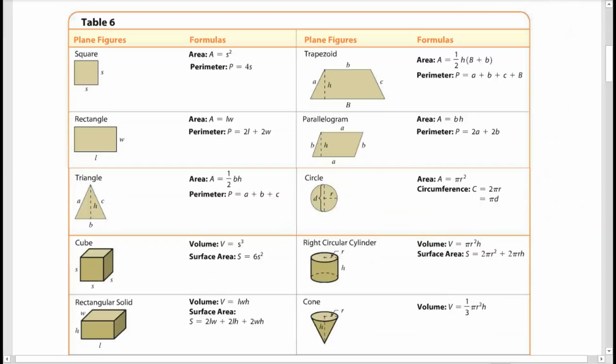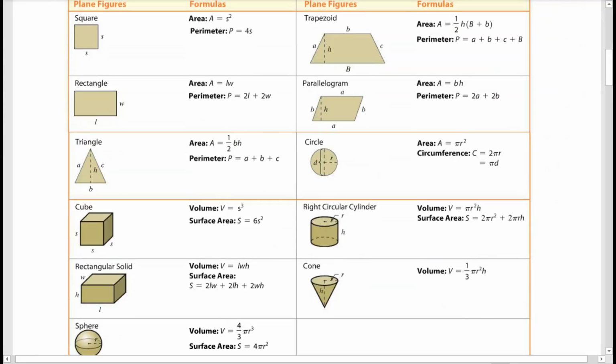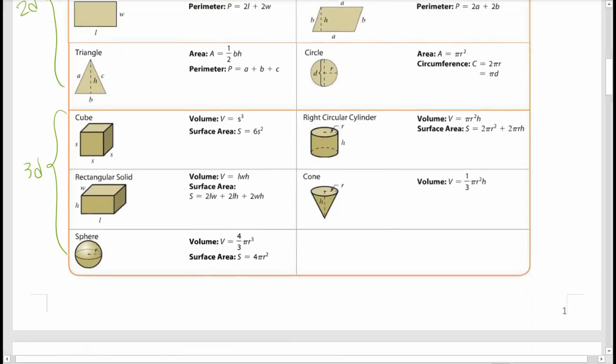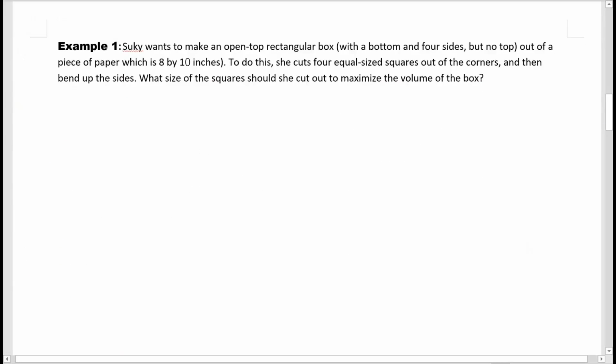So here is the table of the common figures and the formulas. We have the 2-dimensional and the 3-dimensional. For 2-dimensional, we care about the area and the perimeter. Actually, we went over this table in section 3.10. So if you want to go into detail, like how we derive the formulas for each geometric figure, you can go to our videos in section 3.10. All right, so let's start the problem.